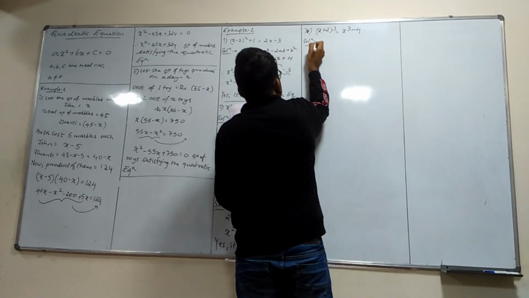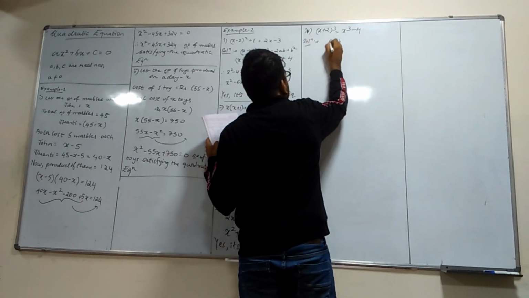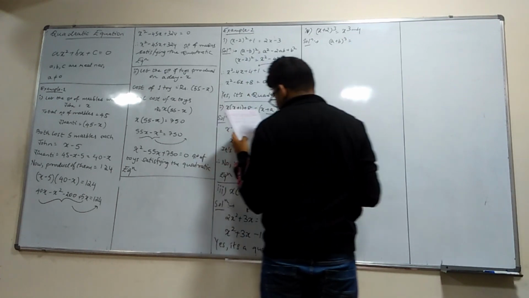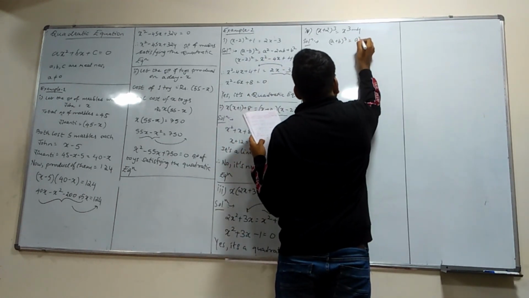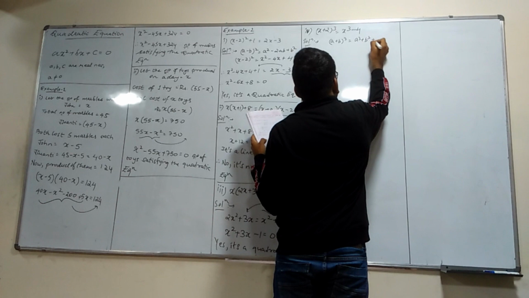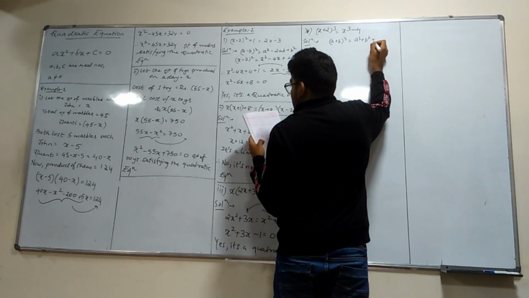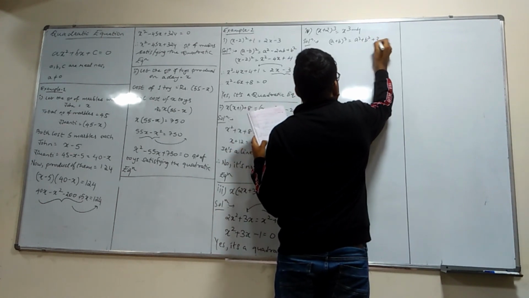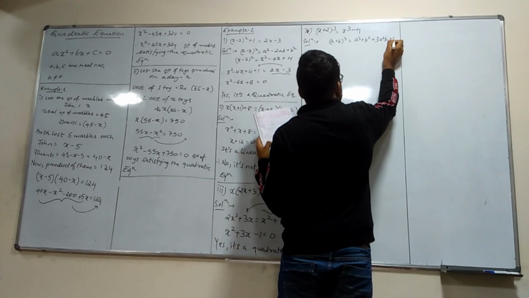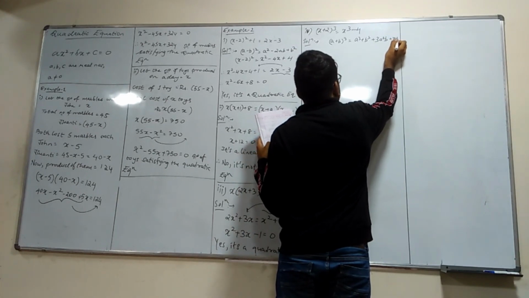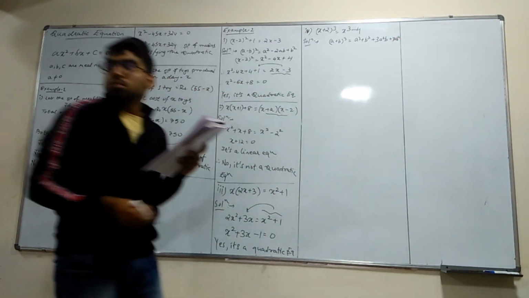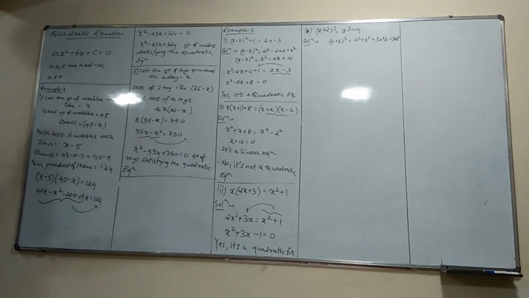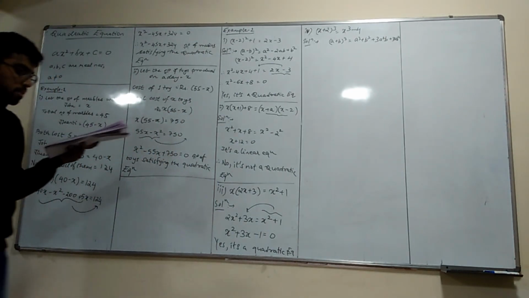So what do we have to remember over here? What is (a plus b) the whole cube? It is a cube plus b cube plus 3a square b plus 3ab square, which is a cube plus b cube plus 3ab into (a plus b). That is one formula.